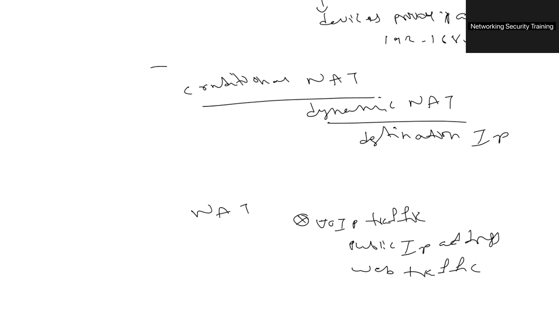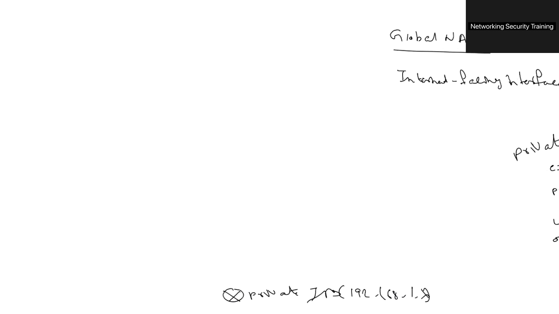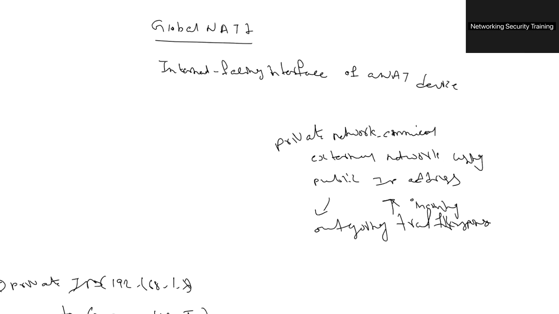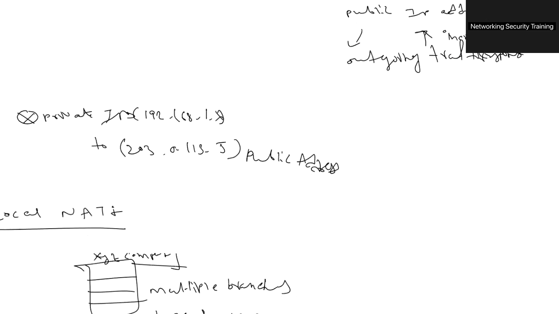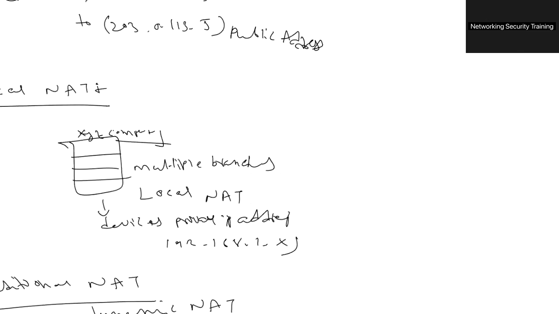Coming to global NAT, it manages translation for devices communicating with the internet. Local NAT handles address translation within a private network. And conditional NAT applies NAT based on specific criteria or conditions, allowing for more dynamic and flexible address management.